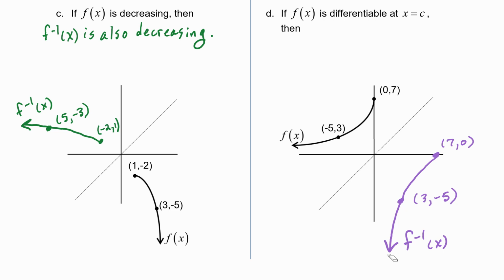Now here we are being asked about what happens if f of x is differentiable at x equals c. So if f of x is differentiable at some point, meaning the derivative exists, then the question is, does that mean f inverse will be differentiable at the corresponding point? And yes, it would. For example, if we used the point (-5, 3), we can see that f is differentiable at -5.